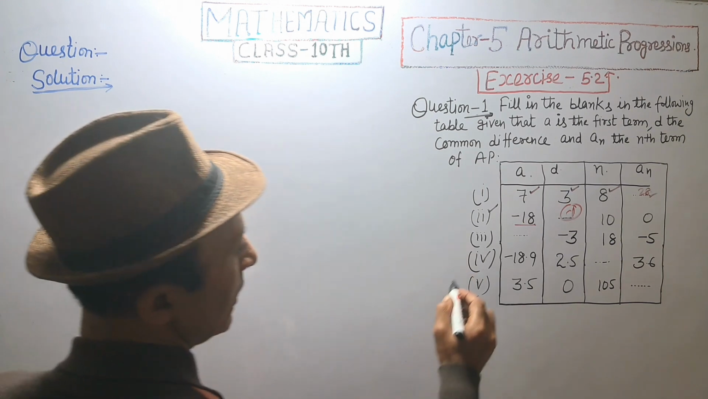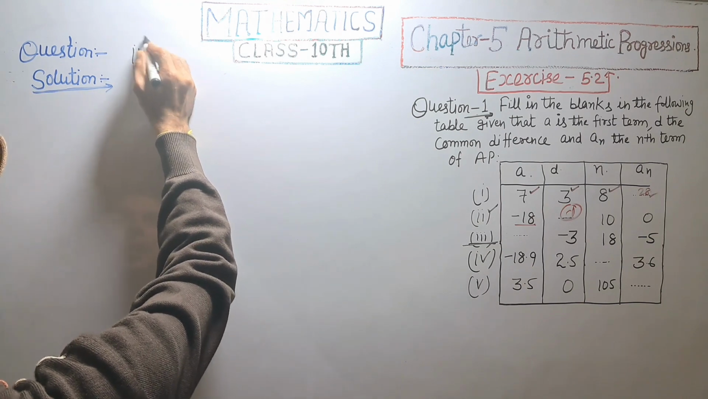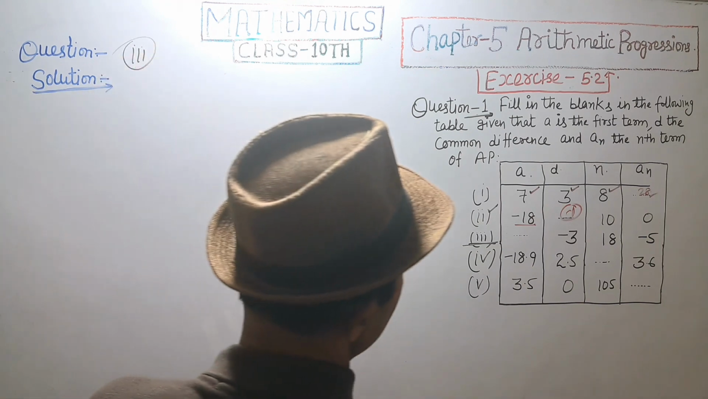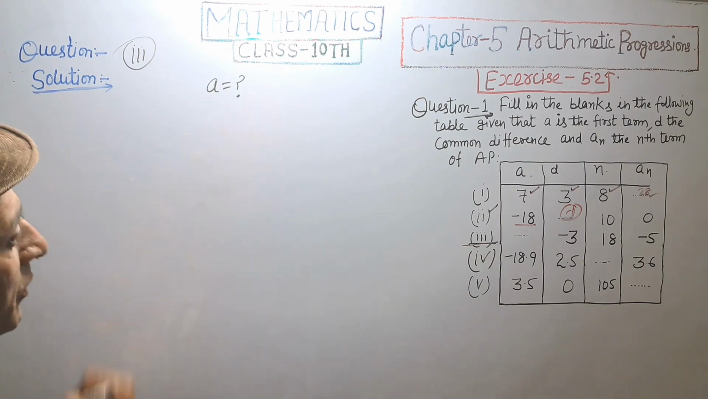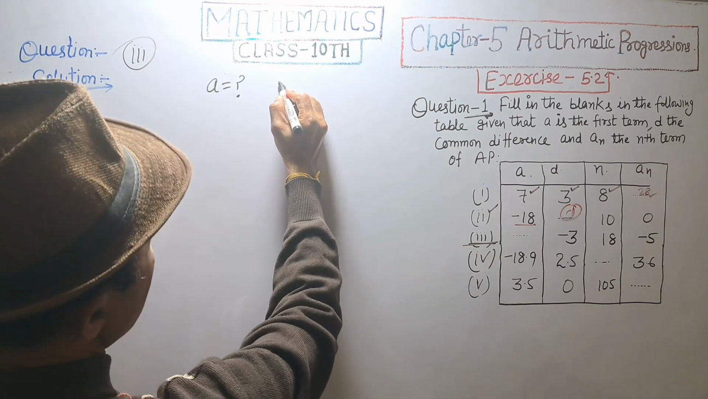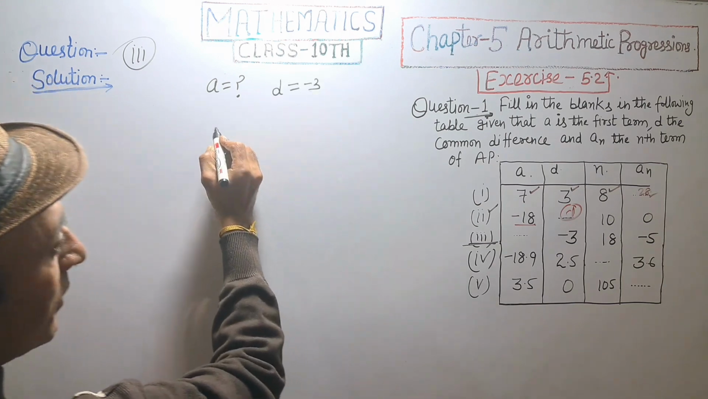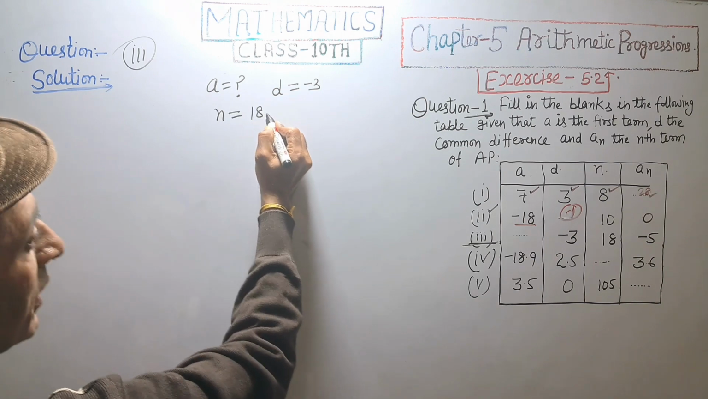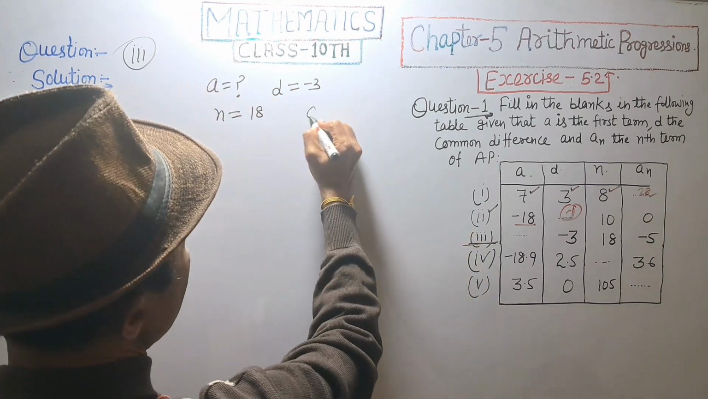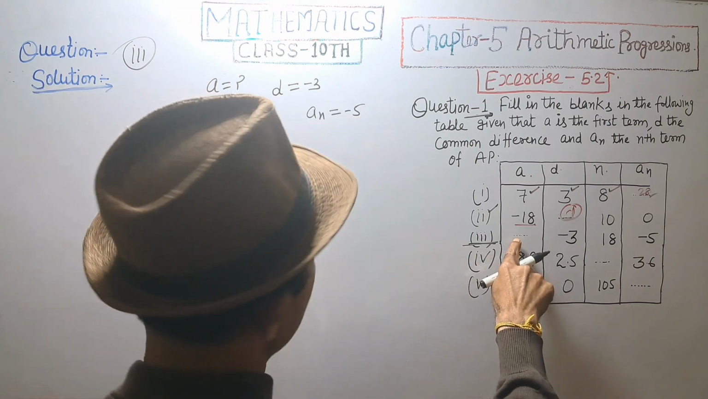Answer. Next part, third. We want to find A. D is equal to minus 3, N is equal to 18, and An is equal to minus 5.